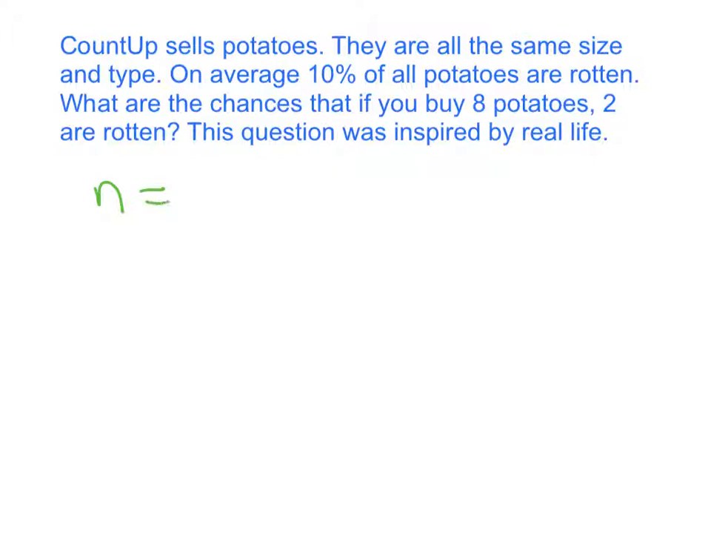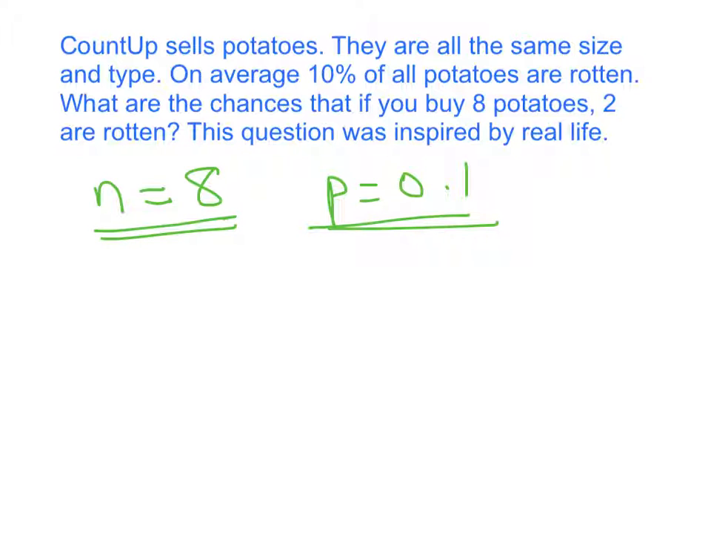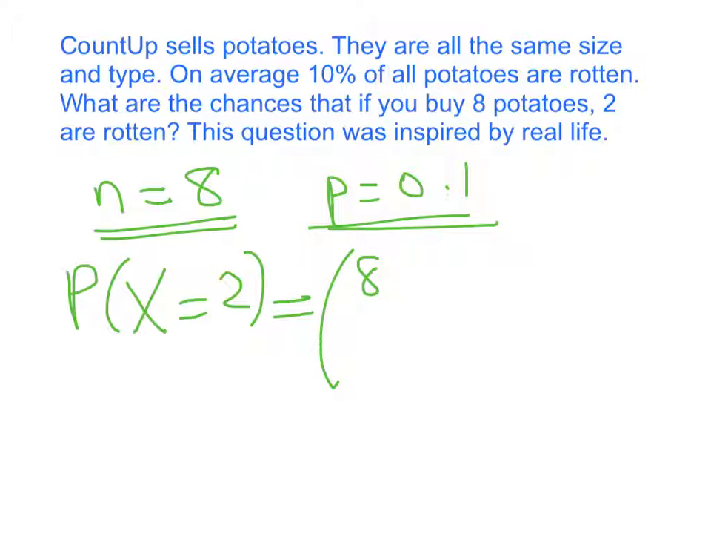So we've got n equals 8, p equals 0.1. These things are called the parameters in this distribution. They are the only 2 numbers that you need to know to solve problems in this situation. We're trying to find the probability that x equals 2. Success here is defined as a potato being rotten. How many ways to choose 2 potatoes out of 8 is 8C2. We're looking for 2 being rotten, so the probability is 0.1 squared times 0.9 to the power of 6.